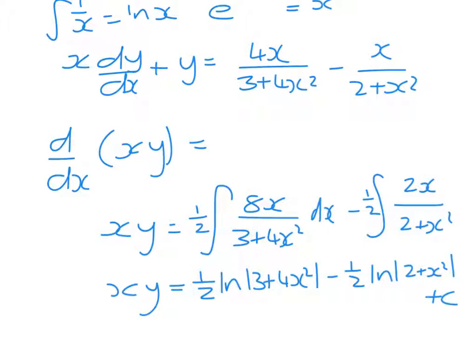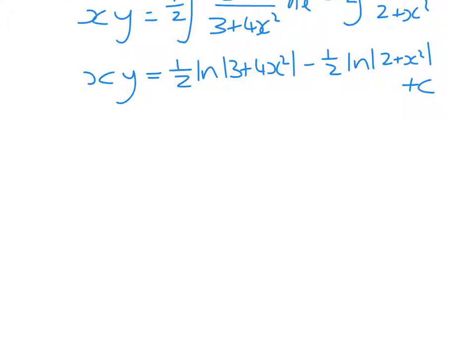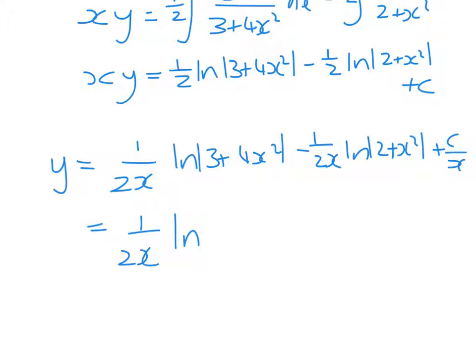If I look at the mark scheme, what I can see then is the only difference between what I have and what they have is they have divided through by x. And they have also used their rules of logs to combine these into a fraction, because when we subtract we can divide.